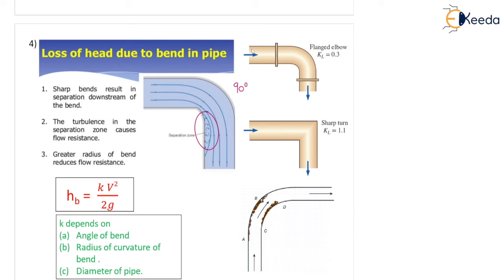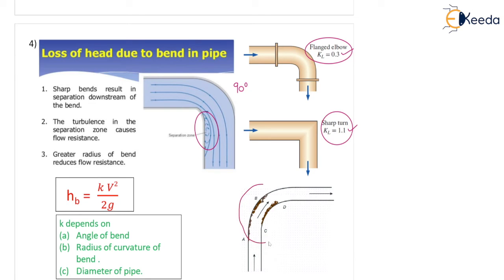Loss of head due to bend in the pipe. Look at this pipe also: flange elbow, so a bend is there. What is the value of the loss coefficient KL? 0.3. And here a sharp turn is there, almost a 90 degree turn with no curvature given, so KL is 1.1. Right? So this gives you an idea of the difference in the two figures and how the loss coefficient is increasing.